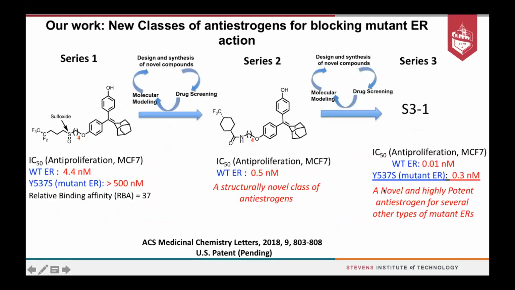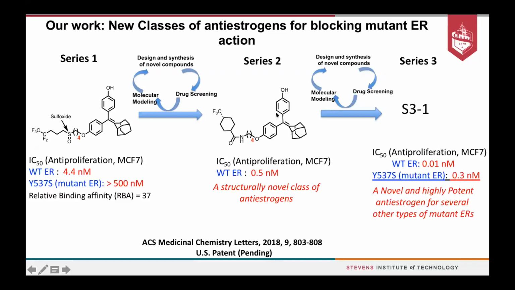We use all the lessons learned from the first series of compounds to further optimize the potency of these compounds. As you can see, the best compound from the first series was potent on the wild type, but not that effective on the mutant ER. The IC50 on the mutant ERs was very high. For this whole process, we use a workflow. We design and synthesize these novel compounds, followed by testing of these compounds, and then followed by the molecular modeling.